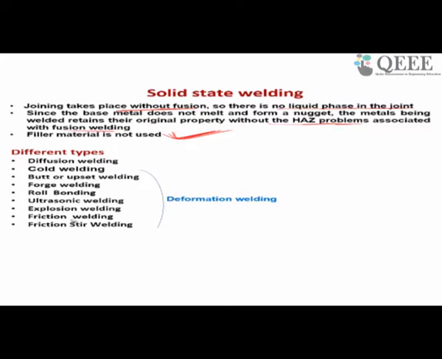There are different kinds of solid state processes. Some are diffusion based processes, some are deformation based processes. So solid state joining processes are of two types: first one is diffusion based, second one is deformation based. In deformation based, you have various types like cold welding, hot or butt welding, forge welding, roll bonding, ultrasonic bonding, explosion bonding, friction welding, friction stir welding. All are deformation based processes, and diffusion welding is the diffusion based process.